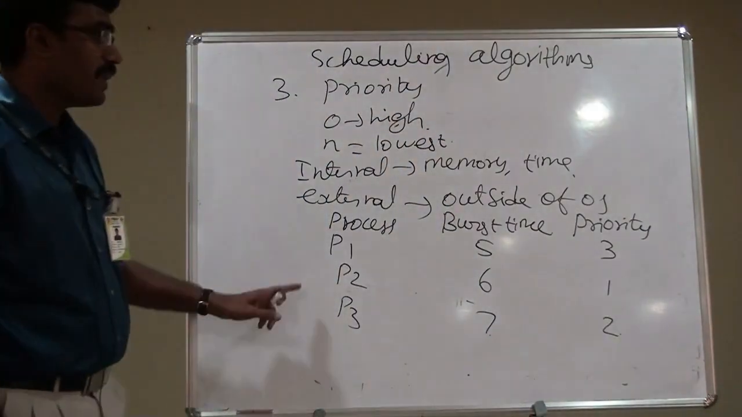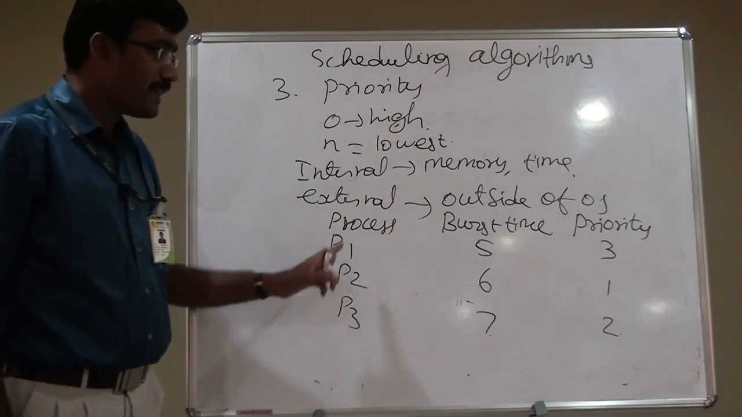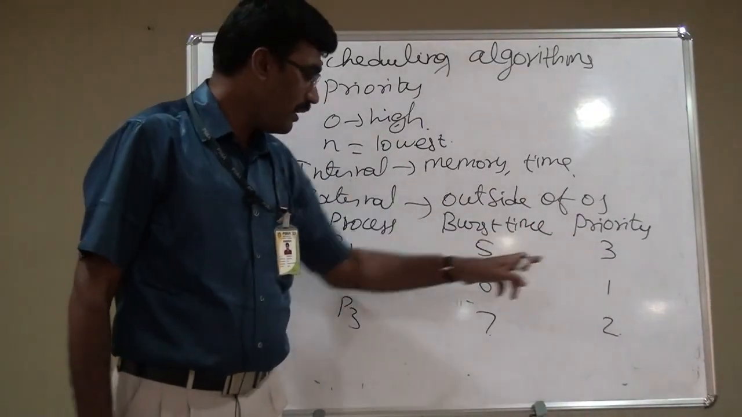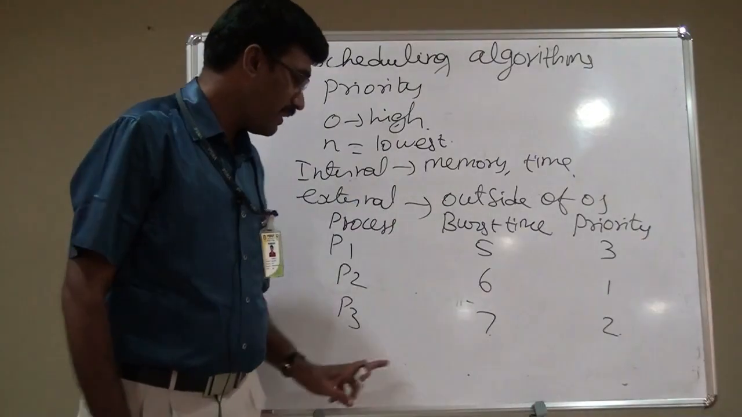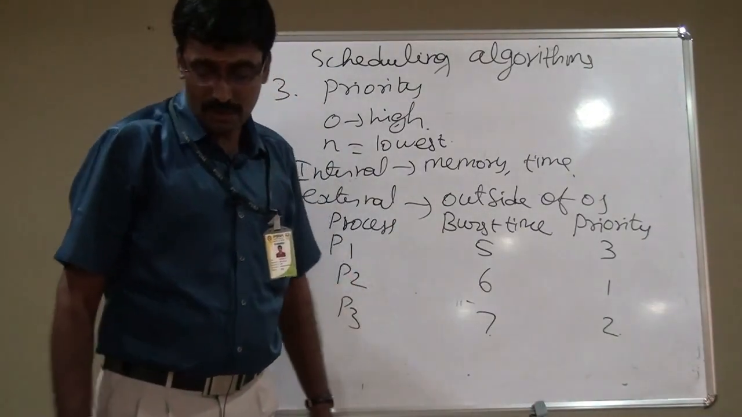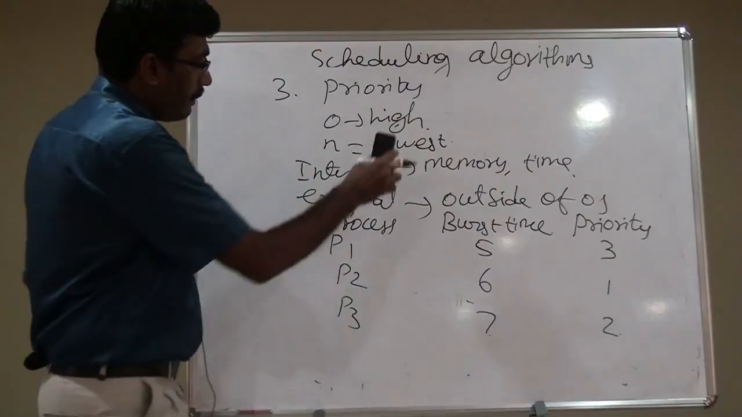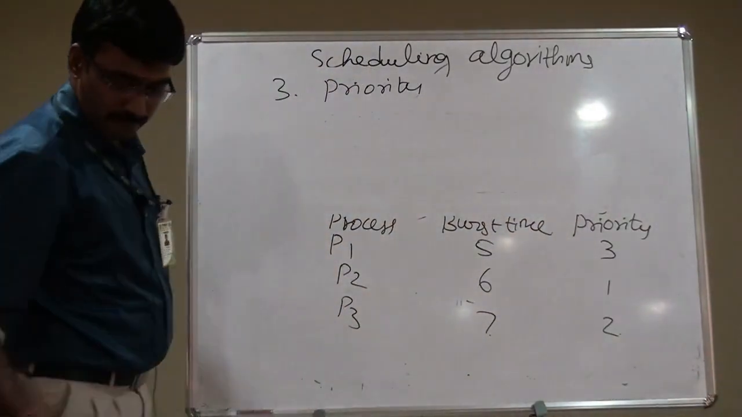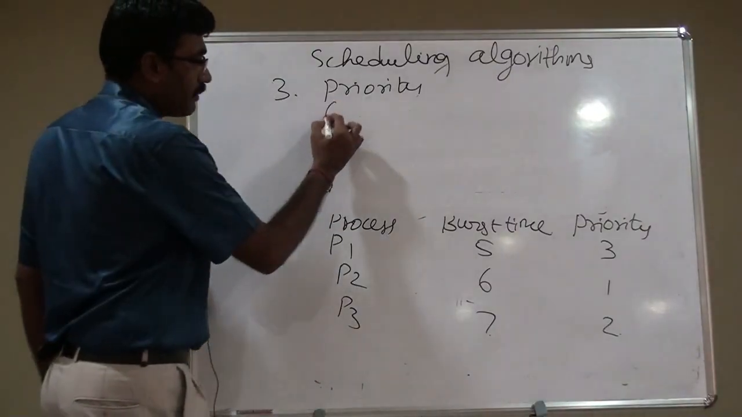So process P1. In this one, every process is associated with a priority. P1's priority is 3, P2's priority is 1, P3's priority is 2. Now draw the Gantt chart for this one.